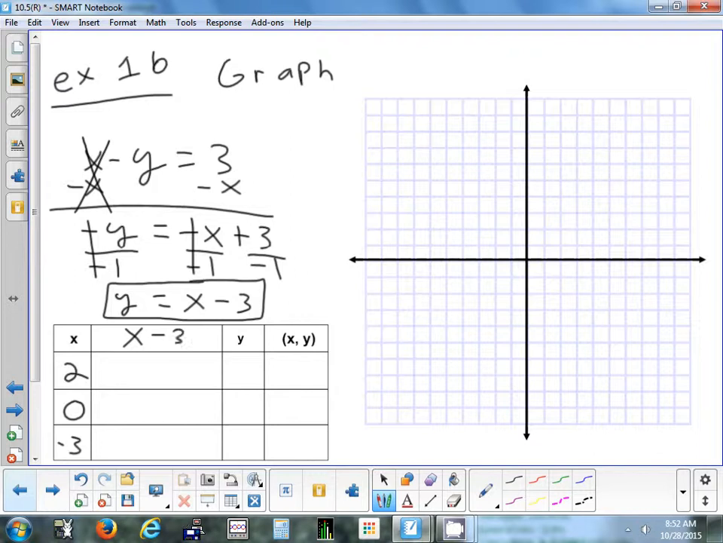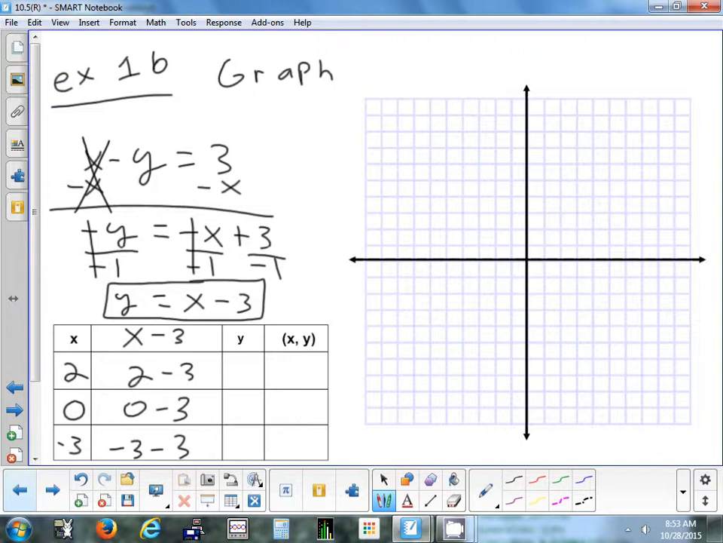How about, Victor, can you tell me what's it going to look like when I fill in my first value for x? What do I put? 2 minus 3. 2 minus 3. Next one is 0 minus 3. What's the last one? Negative 3 minus 3. Yep, negative 3 minus 3. Now we got to do those out.